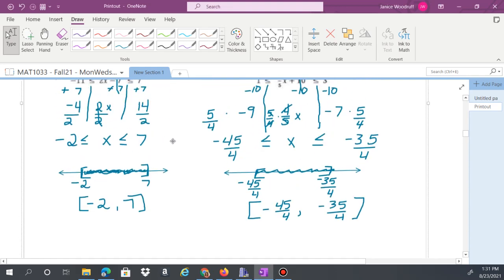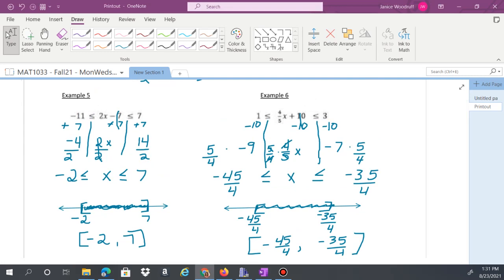Okay, so before we move on to the next module, let's take a look at just one homework problem so we can look at the graphing.